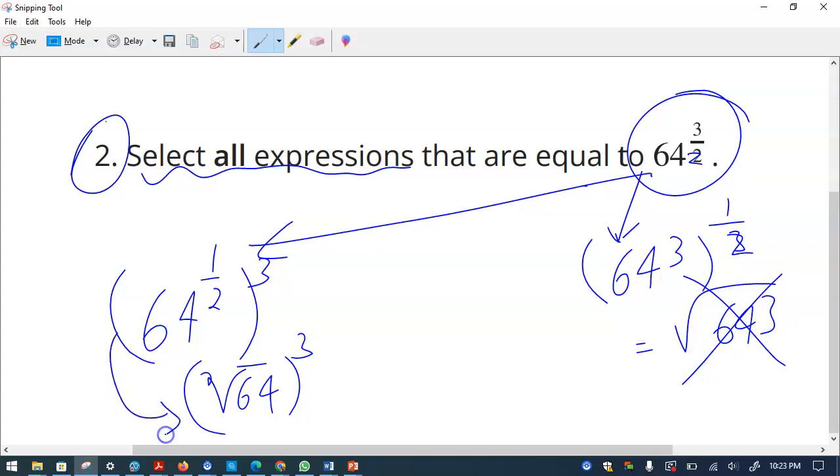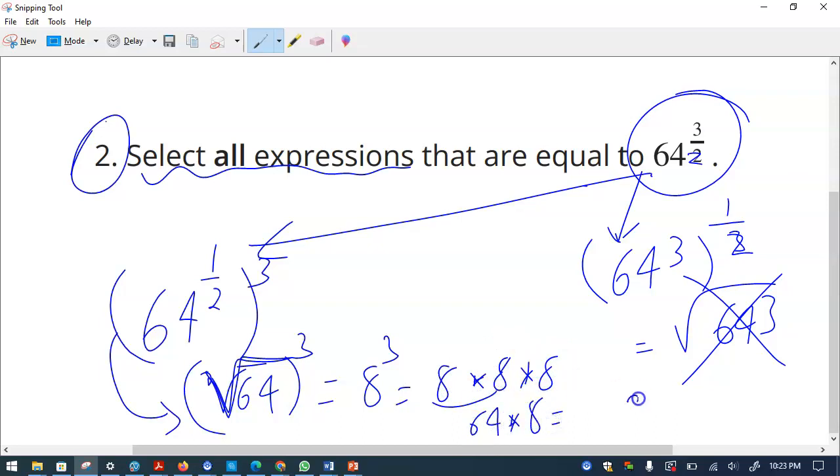So we'll go with this one and say, hey, the square root of 64 you already know, which is 8. And it is like 8 times 8 times 8. So this will be 64 times 8. 8 fours are 32. And 8 sixes are 48, 49, 51. And you get 512. That's one of the answers.